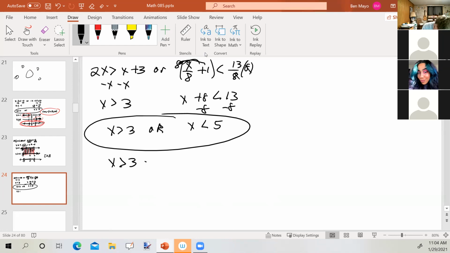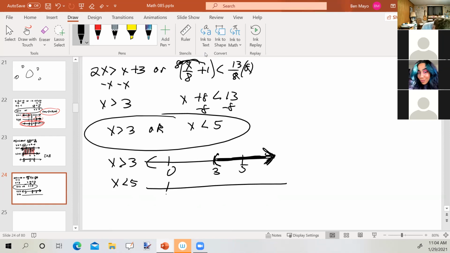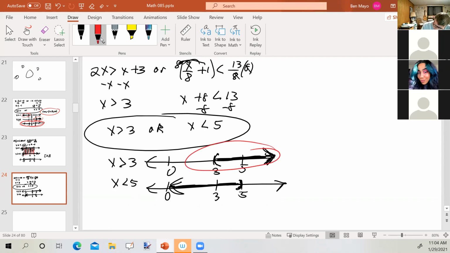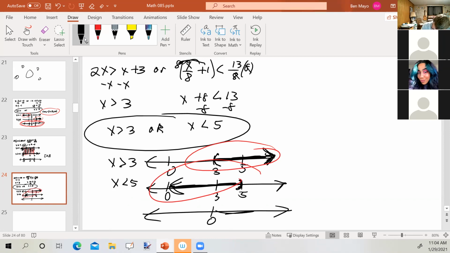X greater than 3. Let's see what that would look like. 0, 3, 5. We're going to be what? Parentheses there with an arrow going to the right. X less than 5. Parentheses at 5, arrow going to the left. Or means union. If we take all of that along with all of that, if we put it together, what do we get? We get all real numbers, and interval notation would be from -infinity to +infinity.